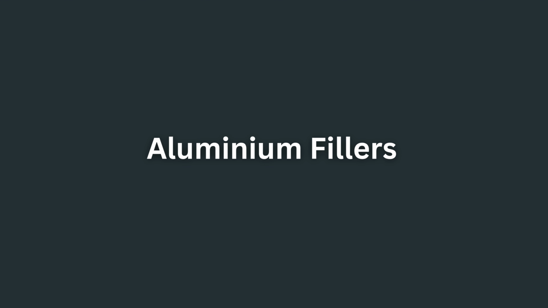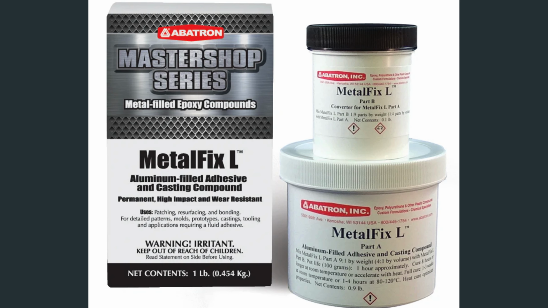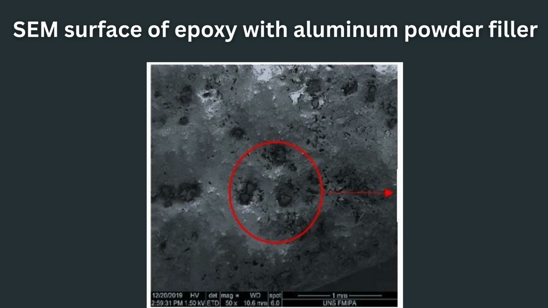Aluminium fillers. Aluminium powder is another commonly used metallic filler for thermally conductive adhesives. Similar trends are observed for aluminium-filled systems as for copper-filled adhesives. Thermal conductivity increases with filler concentration and temperature. However, variations in particle size generally have a smaller influence on thermal conductivity than variations in copper particle size. Aluminium offers several advantages, including lower density and cost compared to copper, making it attractive for lightweight thermal management applications.